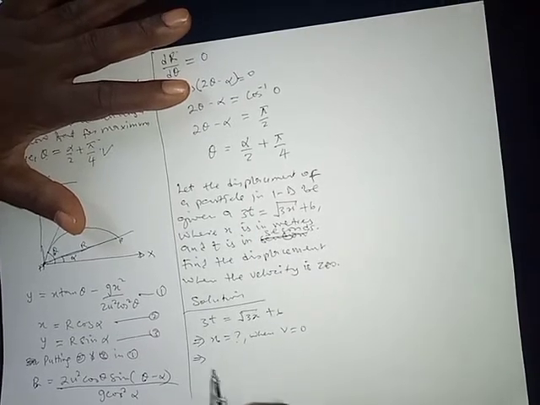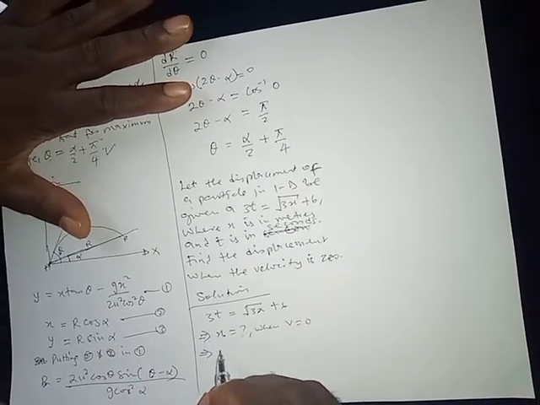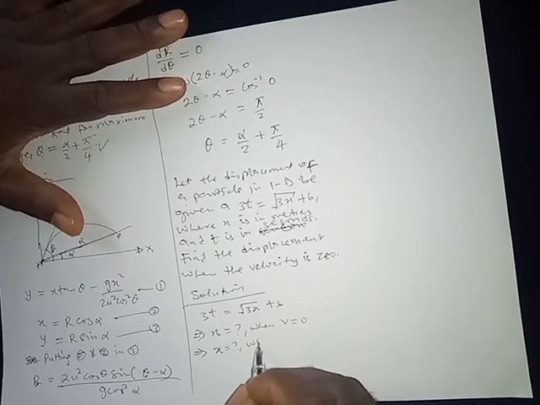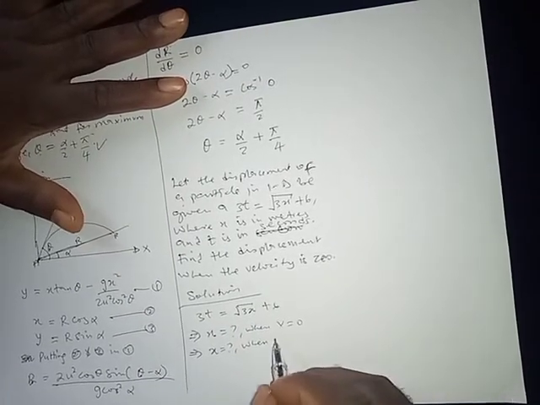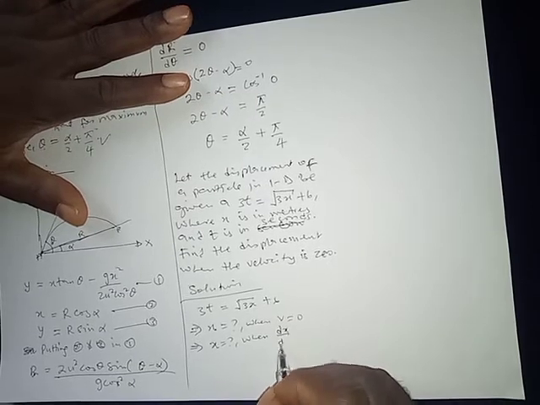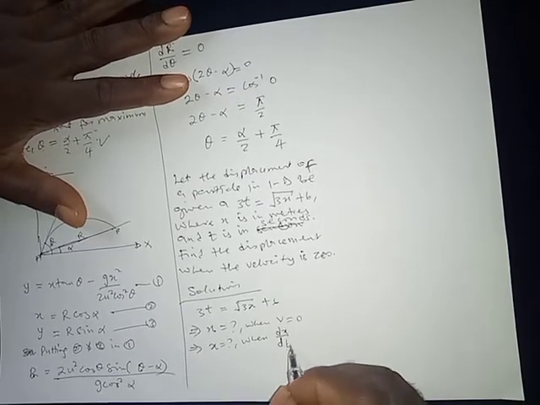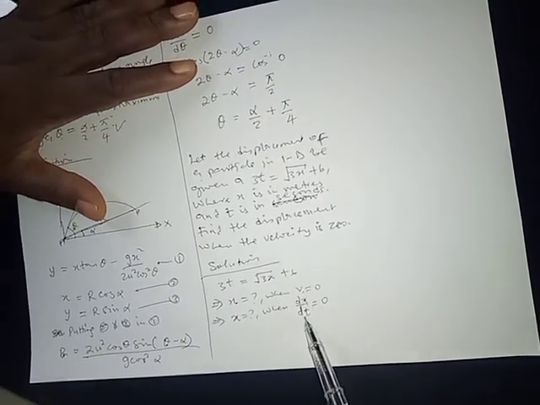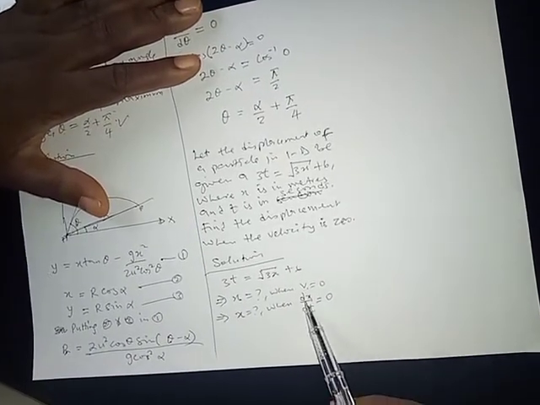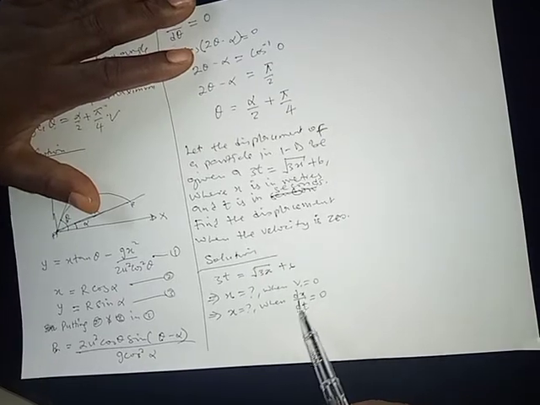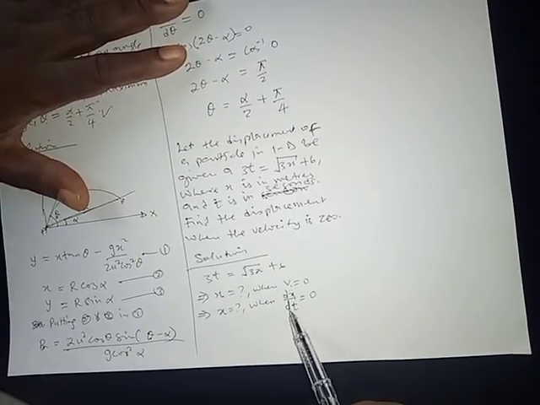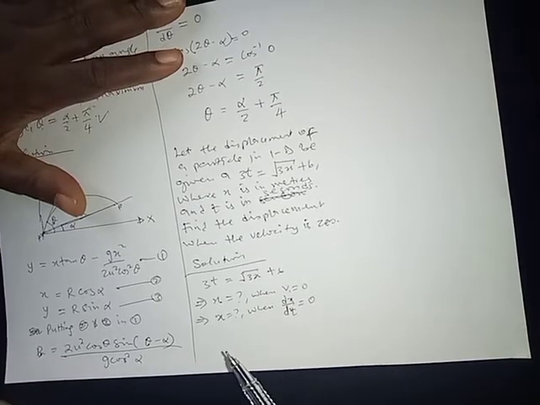We can interpret that further to mean: what is x when the rate at which the displacement changes with time, which is the velocity, is 0? So when velocity is 0, what is x? That is what the question is asking us.